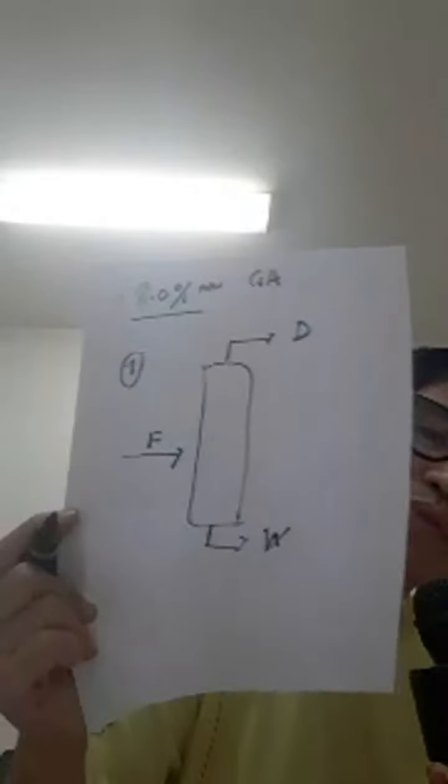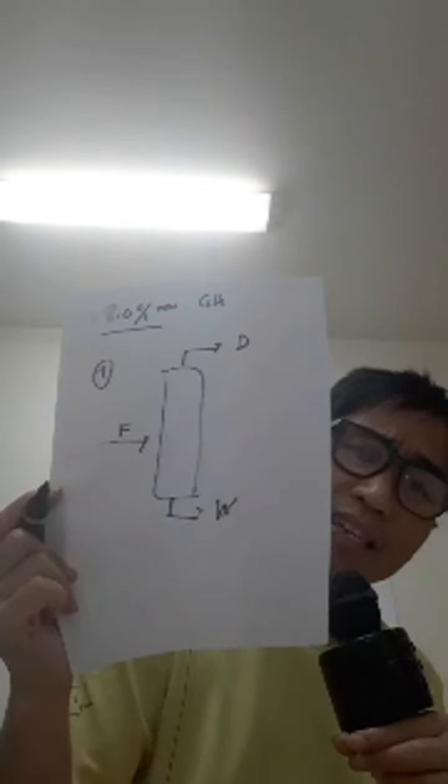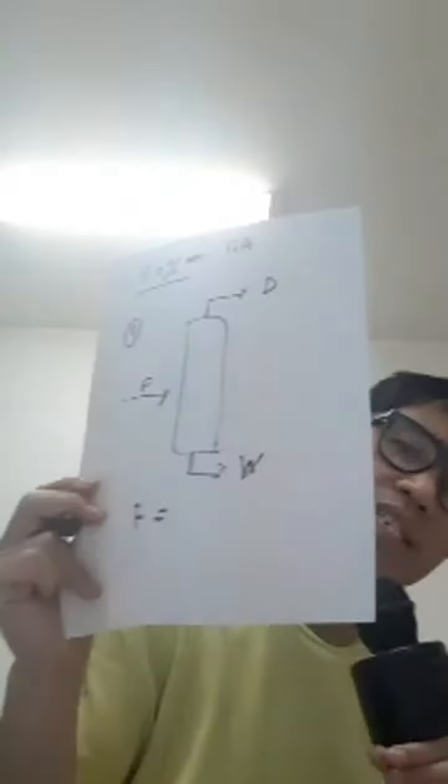So, the feed will go in, and the distillate and the condensate will go out. By simple mathematics, in the overall material balance, what goes in is the feed, and what goes out are the distillate and the condensate. So, F equals D plus W. And this will be our equation number 1, the overall material balance.